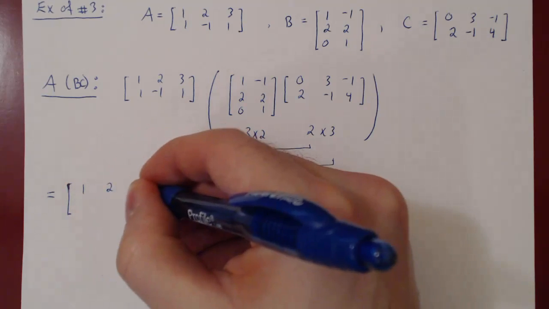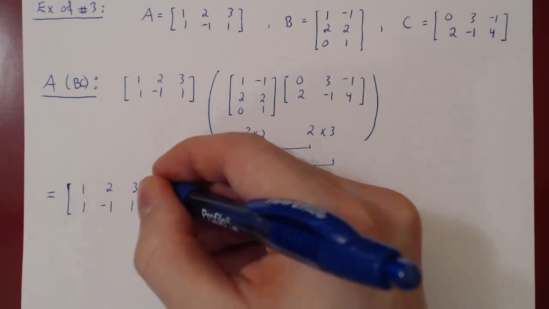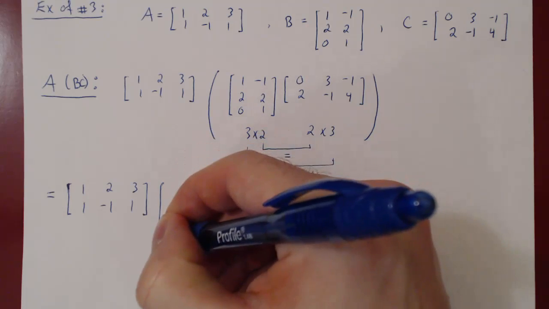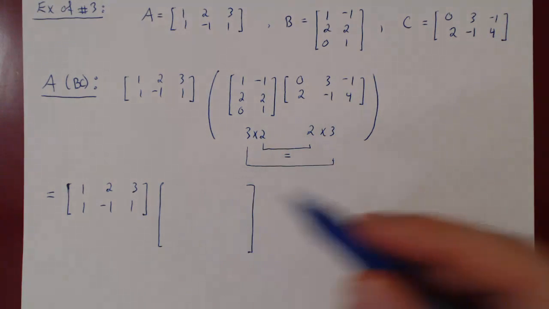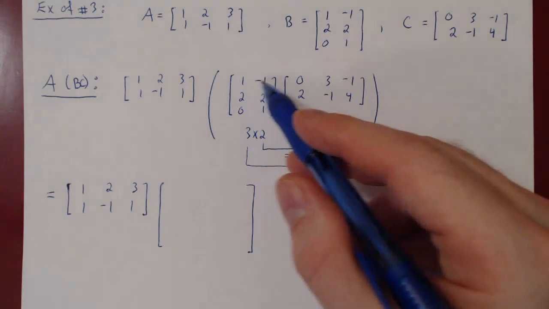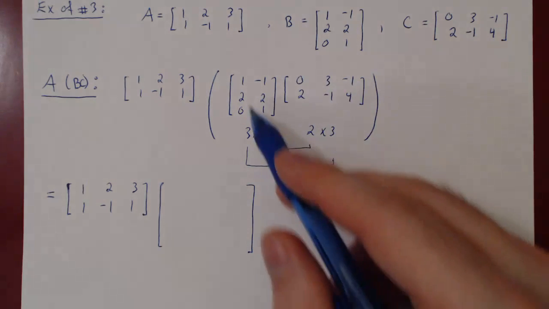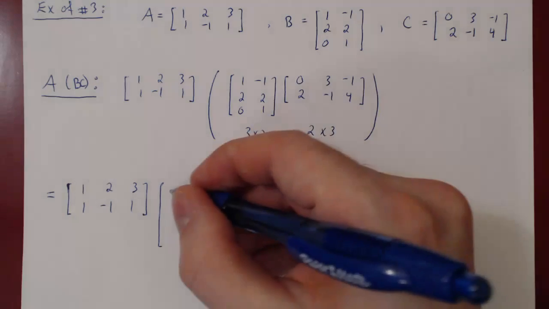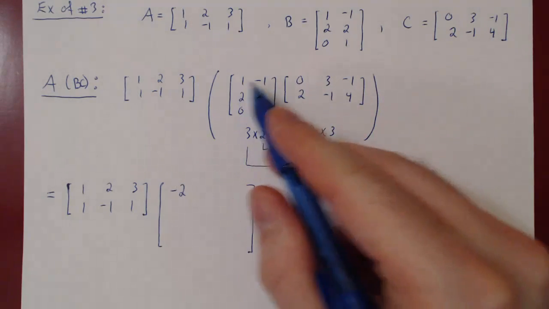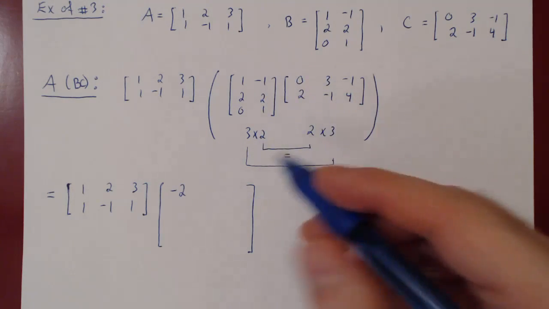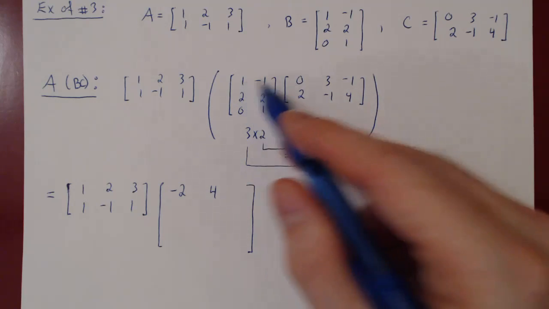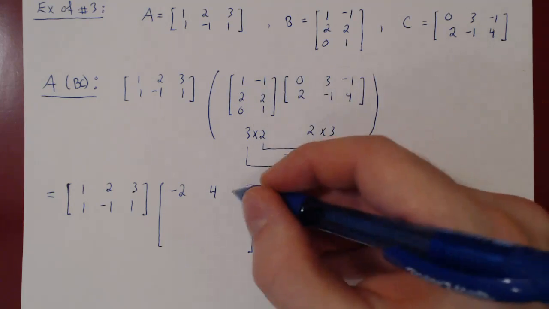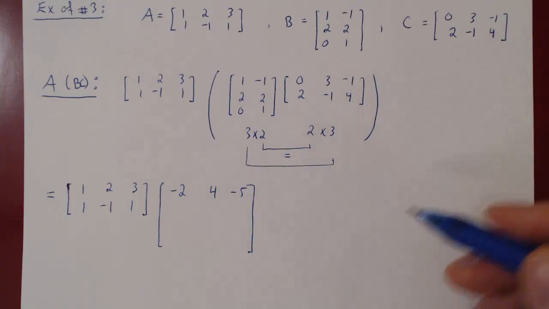1, 2, 3, 1, negative 1, 1, times now our 3 by 3 matrix. To construct this first row, we fix the first row of B and go through every column of C. 0 minus 2, negative 2. 1 plus 1, 3 plus 1, 4. Negative 1, negative 4, negative 5.